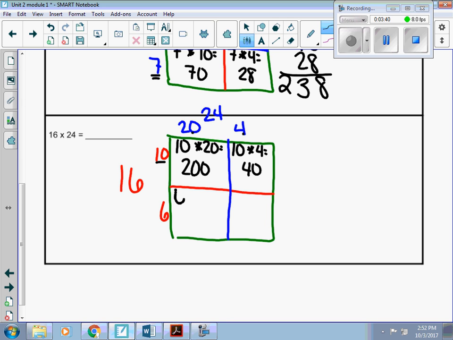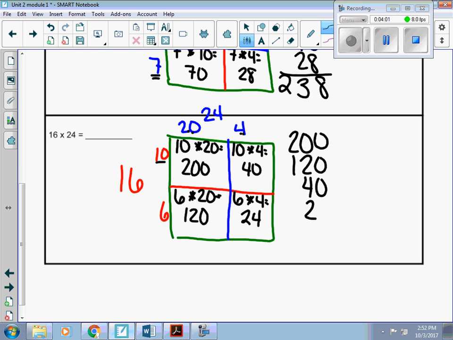Then my bottom row has a 6. And on top of this first column is my 20. 6 times 20 is 120. And on top of the second one is my 4. So 6 times 4 is 24. Then I add up my parts. I'm going to add 200, 120, 40, and 24. So I know that 16 times 24 is 384. Okay, let's look at the back.